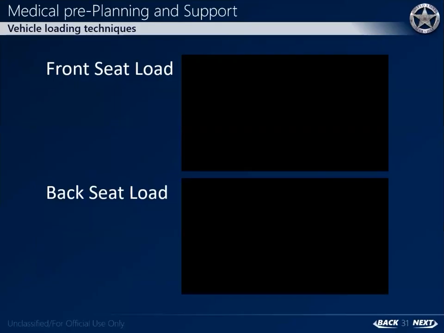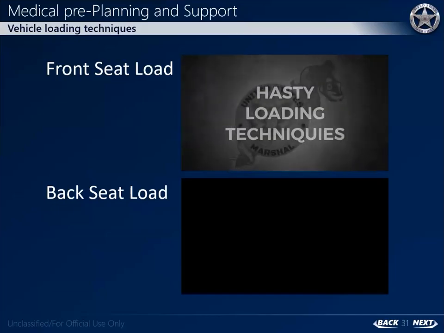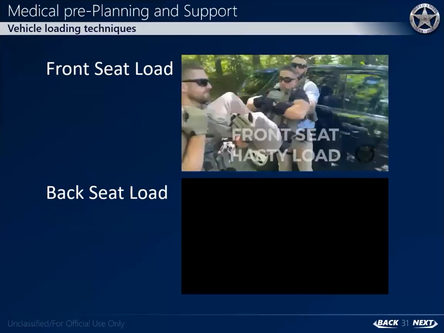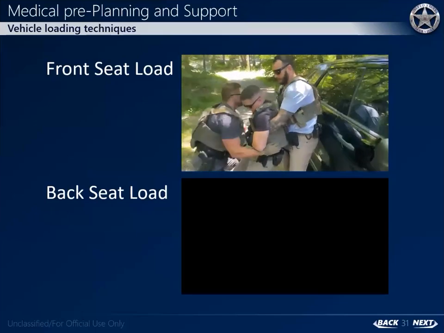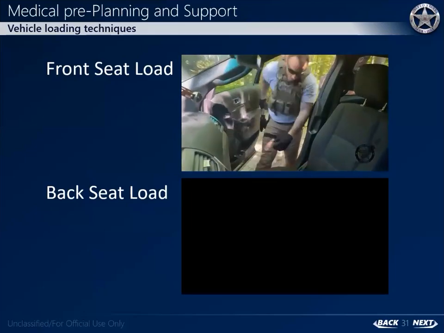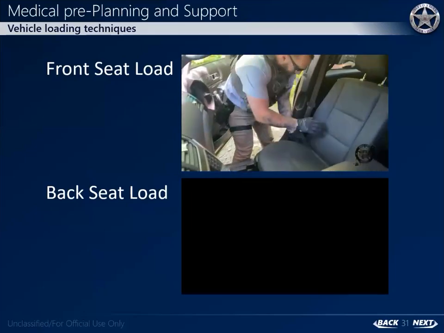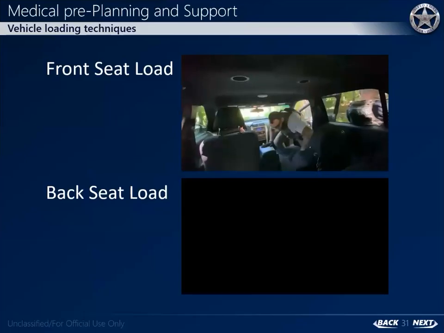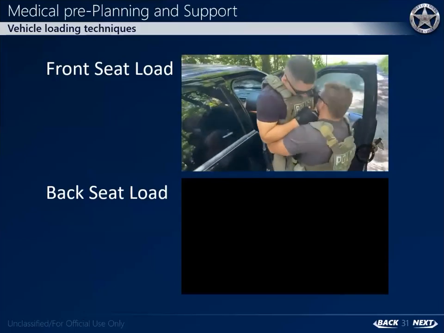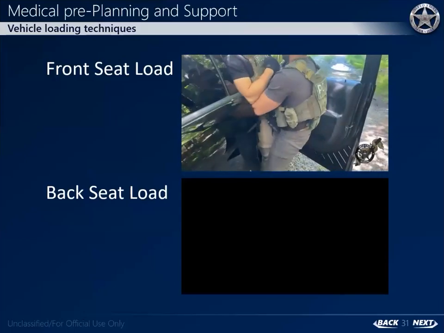For vehicle loading techniques, whether it be the front seat or the back seat load, the technique can be done and is demonstrated using two rescuers. The rescuer at the head will take up a position at the front door. The rescuer at the legs will take control of the patient's body weight, leaning them against the vehicle if necessary. The free rescuer can now position the front passenger seat, laying it back and sliding it to the rear. He can then climb into the back seat and assist with sliding the patient up and into the front seat.